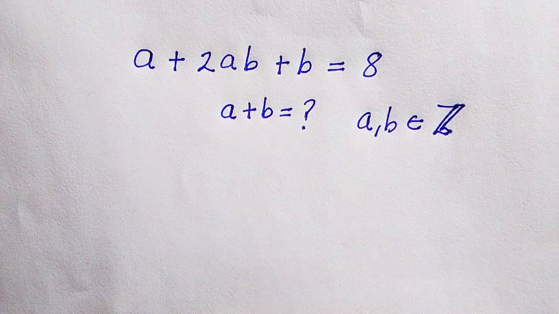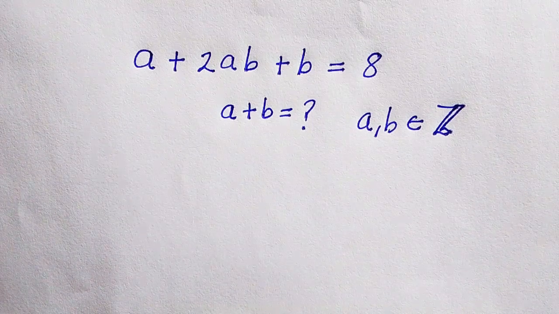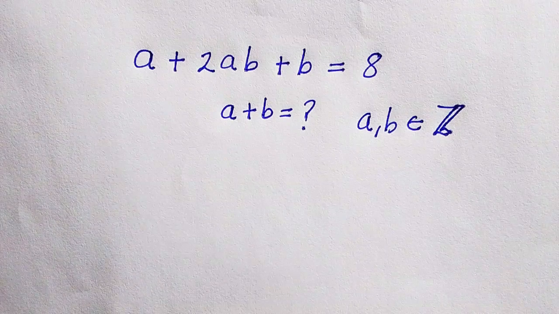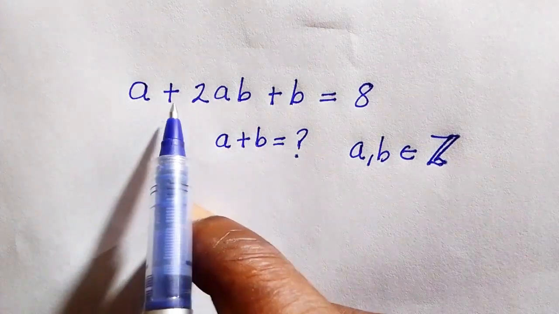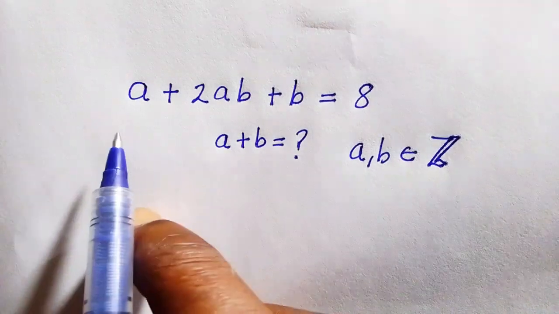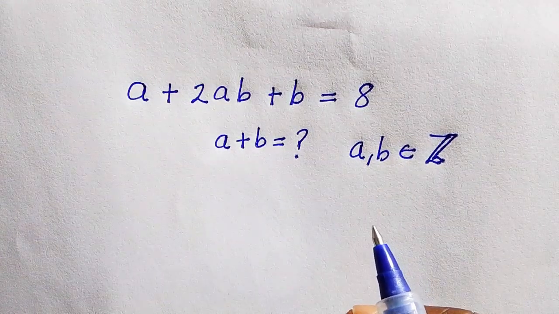So today we have these interesting algebra equations where we are required to find a plus b, given that a and b are members of integer. And the question here is, we have a plus 2ab plus b equals 8. So how to solve this is very simple.